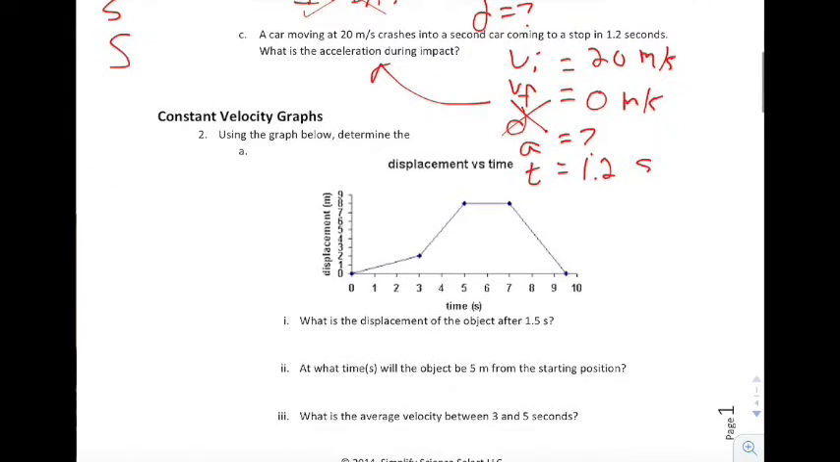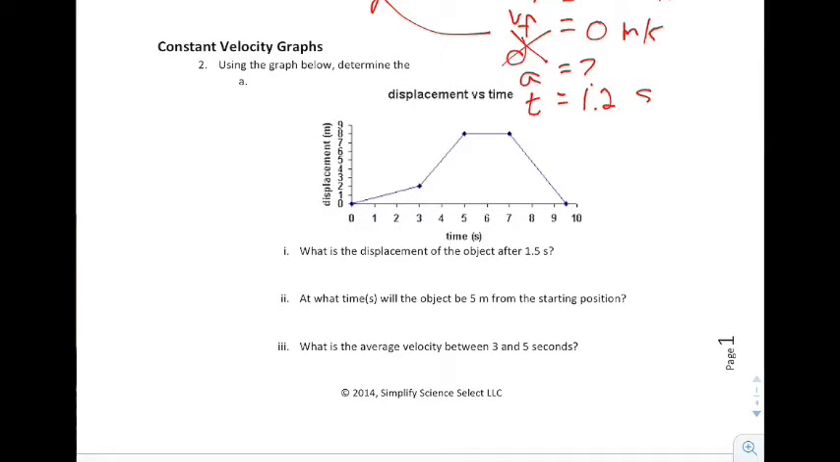Okay, next it says using a constant velocity graph. A better way of putting this is it's a displacement versus time graph. It's not really a constant velocity graph, but because there's no acceleration is really what we're looking for. The first thing it says is, what is the displacement of the object after 1.5 seconds? So I would go here to 1.5 seconds, draw a line up, draw a line over, and when I do that, I would get about 1 meter. It might be a little bit over 1 meter, but I'm going to say 1 meter.